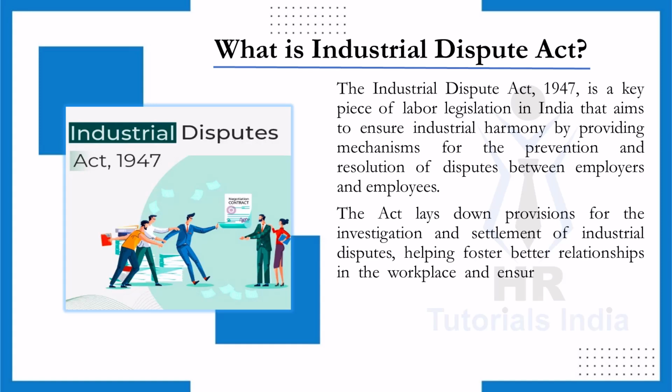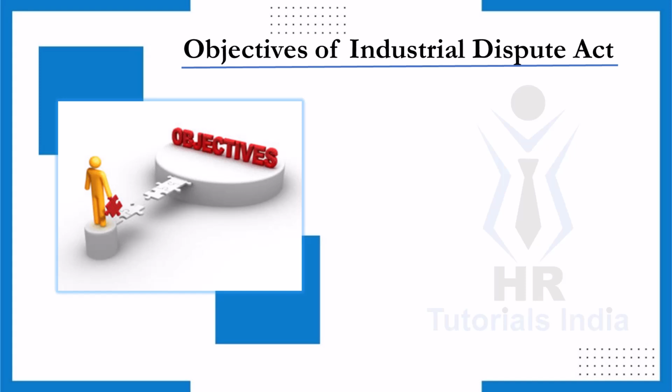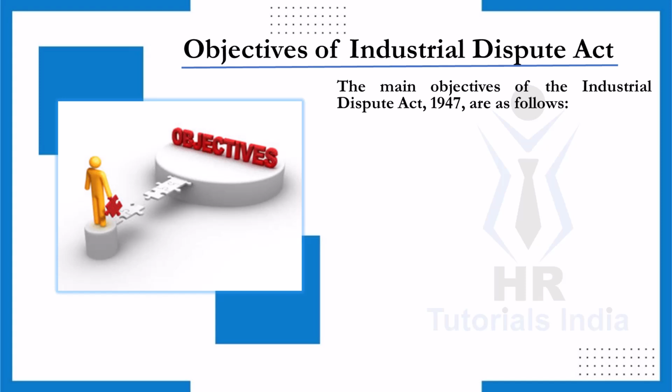Its ultimate goal is to ensure the smooth functioning of industries, reducing disruptions caused by disputes and fostering trust in employer-employee relationships. Objectives of the Industrial Disputes Act. The Industrial Dispute Act 1947 is designed to promote a balanced and fair relationship between employers and employees in India. By providing a structured legal framework, the Act facilitates the resolution of conflicts, ensuring industrial peace and fostering a cooperative workplace environment. It is instrumental in reducing disruptions caused by disputes, protecting the rights of both employers and employees, enabling the smooth functioning of industries. The main objectives of the Industrial Dispute Act 1947 are as follows.